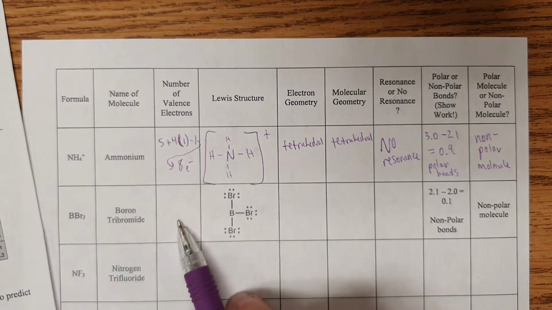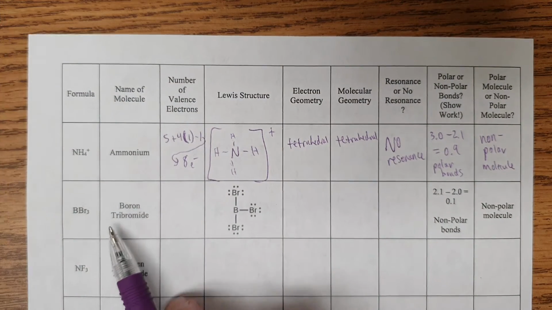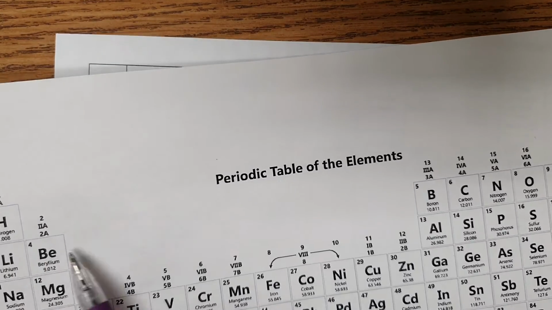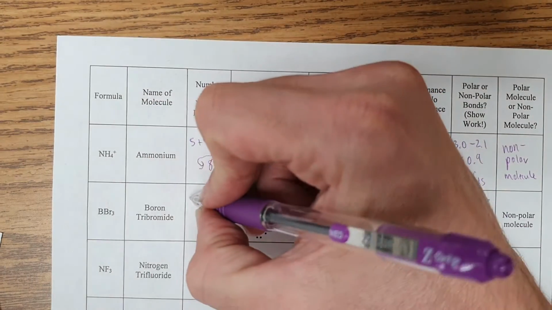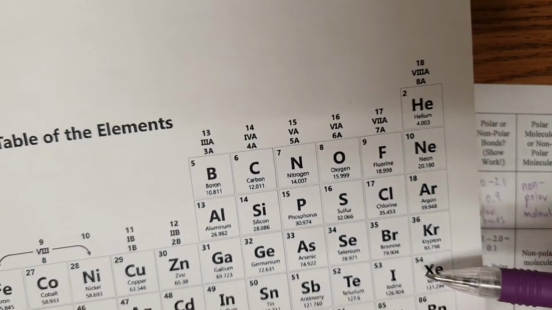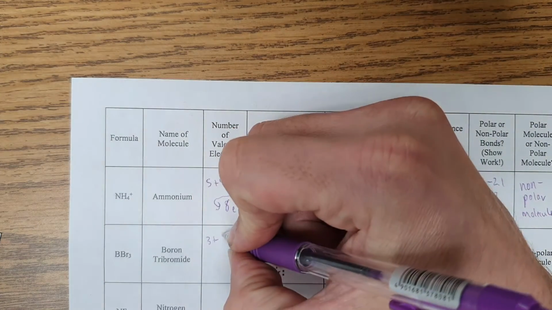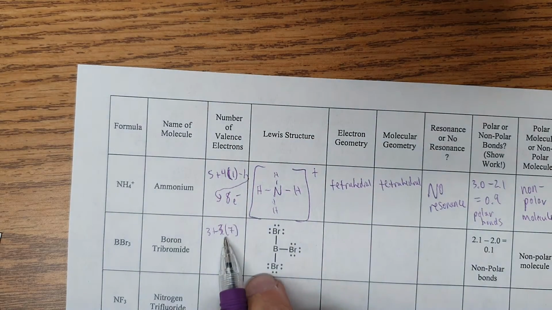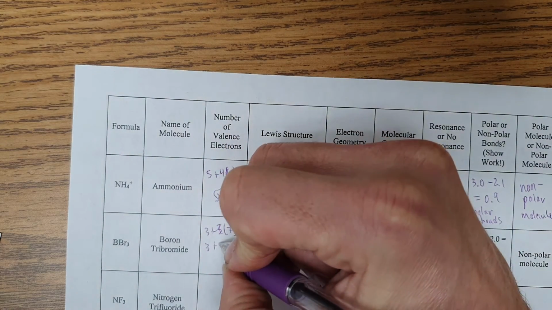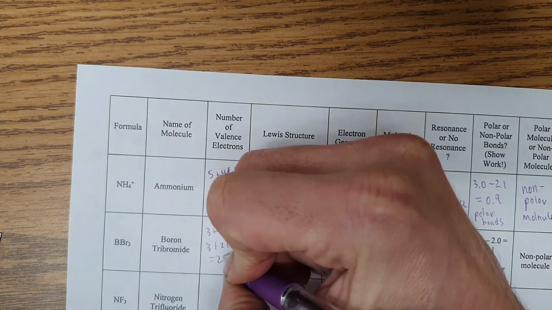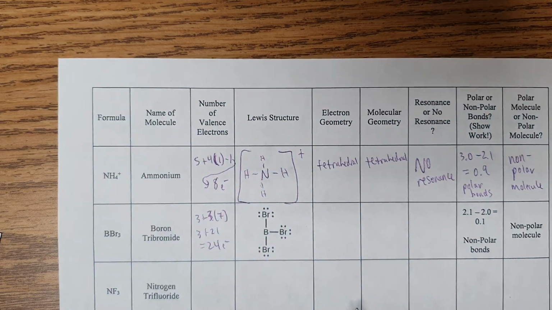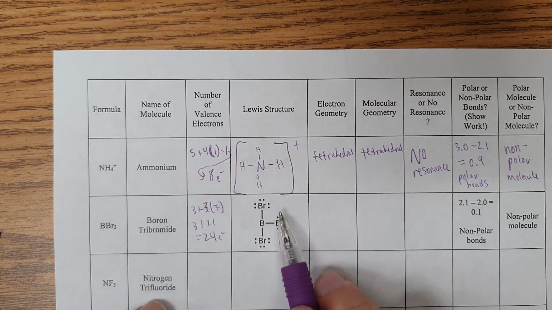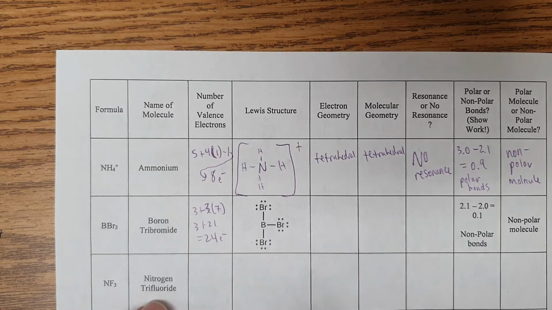Now here with the boron tribromide, how many valence electrons does it have? You look at boron, which is 1, 2, 3 valence electrons. And then bromine has 7. So 3 times 7, which is 21. This is 3 plus 21, which equals 24 electrons. So 2, 4, 6, 8, 10, 12, 14, 16, 18, 20, 22, 24. Look at that, pre-done for you, but confirming that it's right.